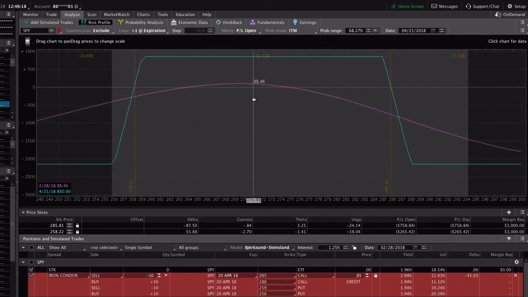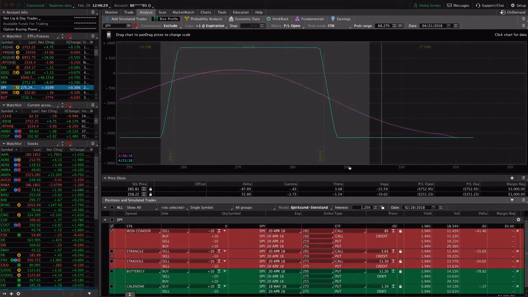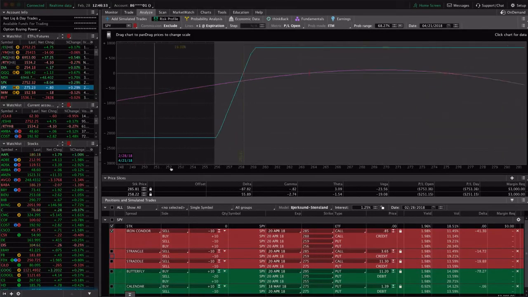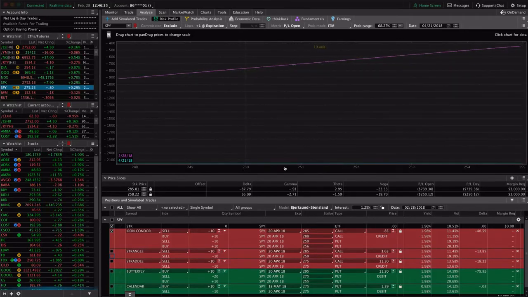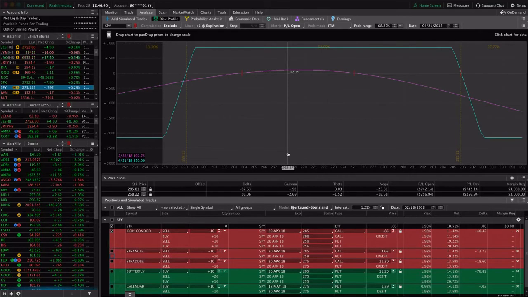And our max potential profit is going to be much lower as well. But in return for that, you have defined risk. So you can see where it flatlines here all the way to the upside, no matter how high the stock goes. And the same thing on the downside. If the market were to crash, that's the maximum that you can lose. So there are positives and negatives to both.